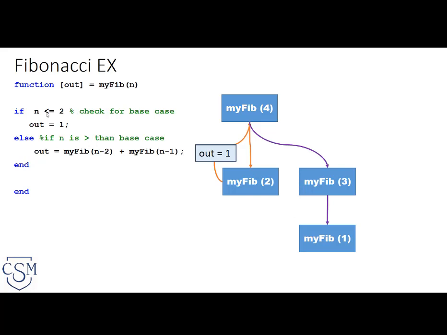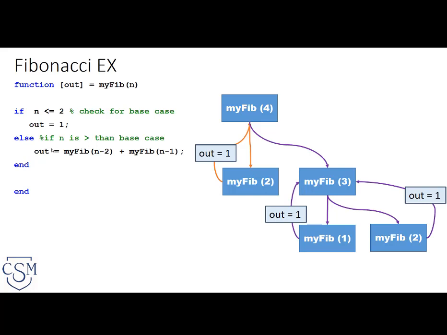Now we're less than or equal to 2, so we've reached the base case. It would put the output as 1 and pass that back up to myfib 3. But remember, it's still trying to make this variable out. So now myfib n minus 2 is represented by the number 1, but it calls itself recursively again, myfib n minus 1, which would be myfib 2. That is also the base case, so it would pass back up to myfib 3 the value 1. And now we can fully evaluate this line here.